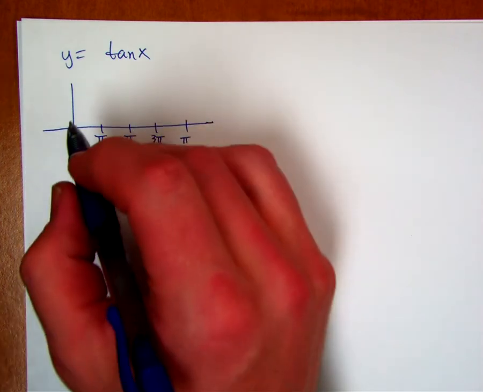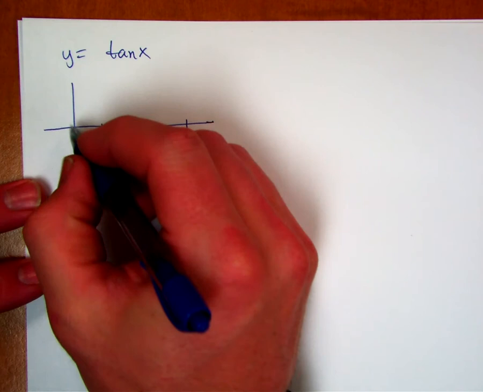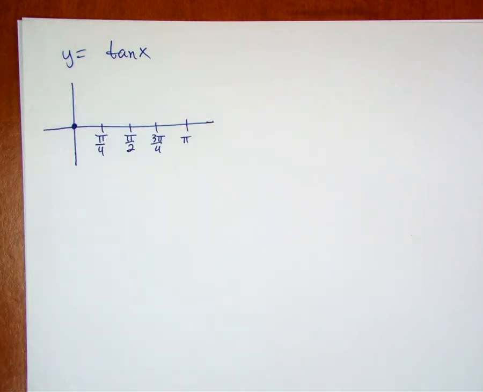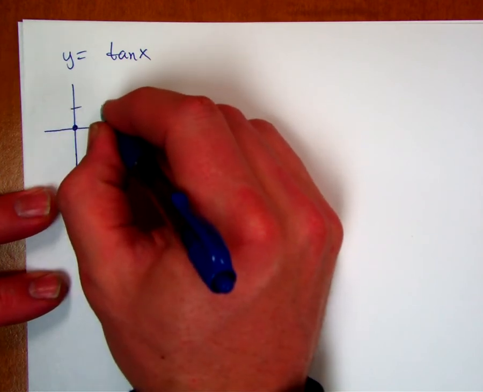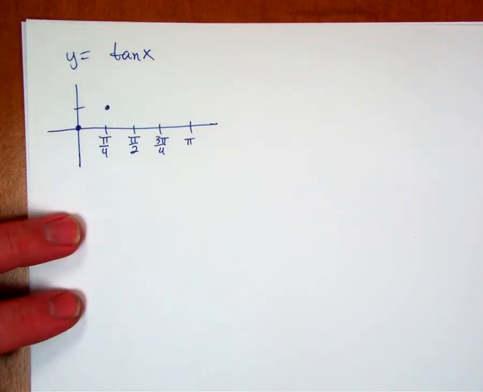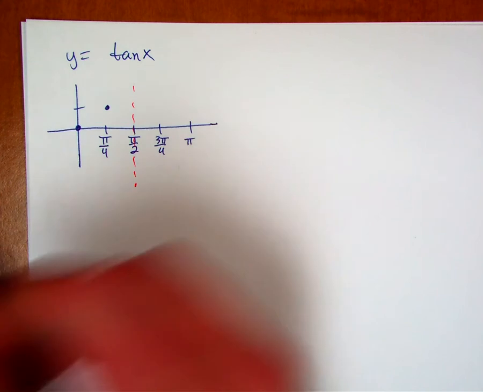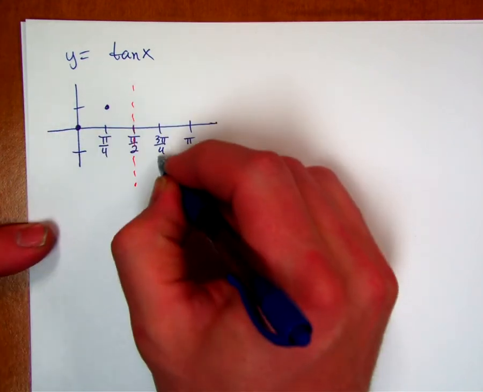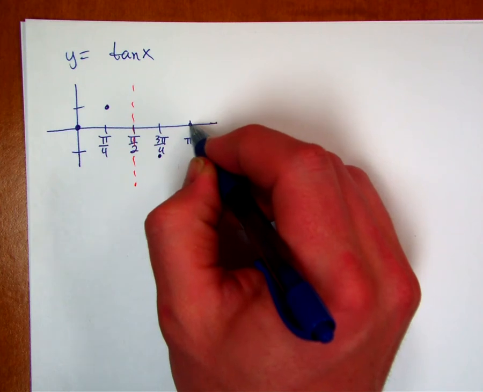All right. So if I asked you what's the tangent of 0, you would say 0. What's the tangent of pi over 4? You would say 1 right there. Tangent of pi over 2, you would say undefined. Tangent of 3 pi over 4, you're at -1. And the tangent of pi, you're back at 0.